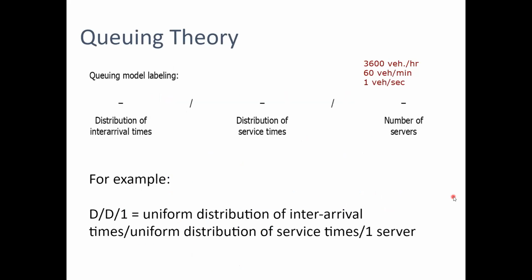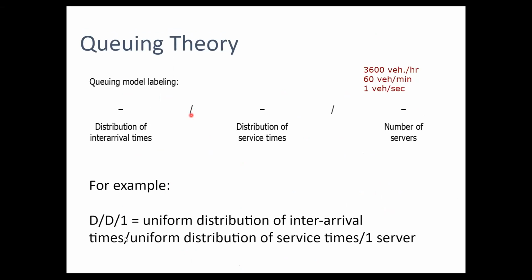So we represent the queue with these hash marks, and with three things: distribution of inter-arrival times, distribution of service times, and number of servers. So typically, in D/D/1, the first D stands for deterministic arrival times. The second D stands for the distribution of the service times, also deterministic, and then 1 stands for one server or one departure channel. Okay.